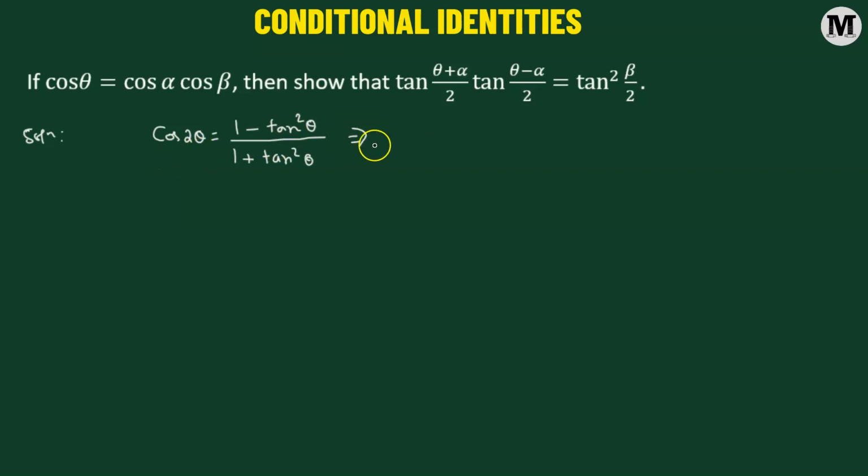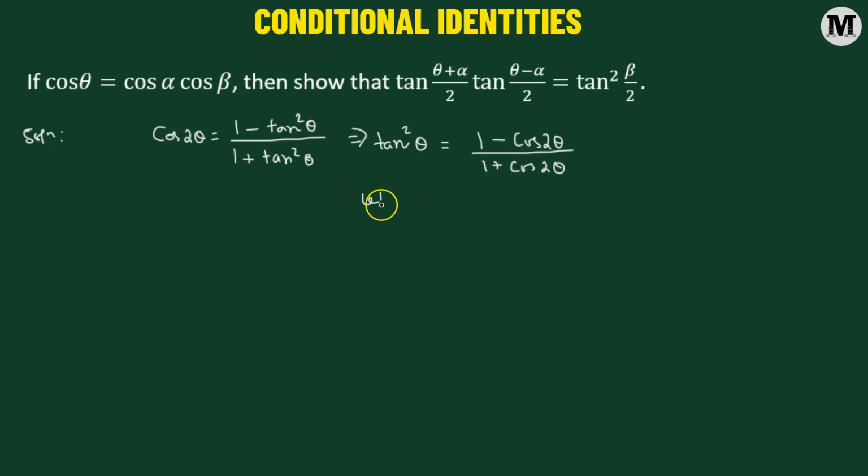If we want the other way around, that means if we want to express tangent squared theta in terms of cosine 2 theta, then using some standard algebra, we should get 1 minus cosine of 2 theta divided by 1 plus cosine of 2 theta. We'll use this particular identity.